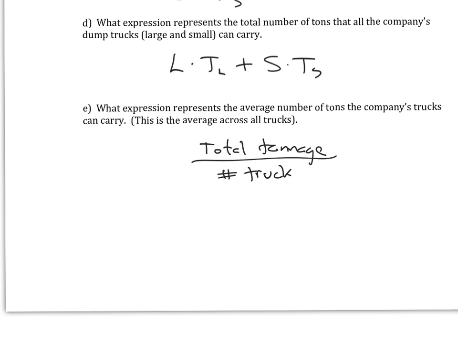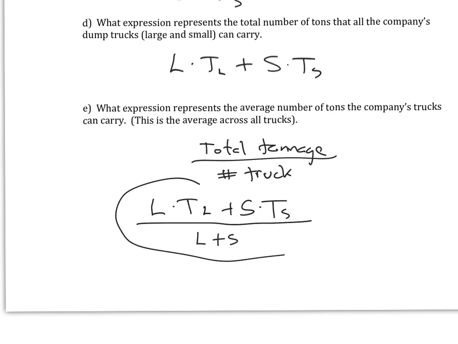So what we need is to figure out the total tonnage, which is L times T sub L plus S times T sub S, divided by the number of trucks, which is L plus S. So that gives us our average tonnage for the trucks in the fleet.